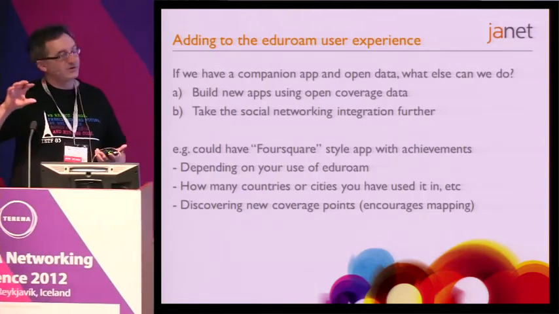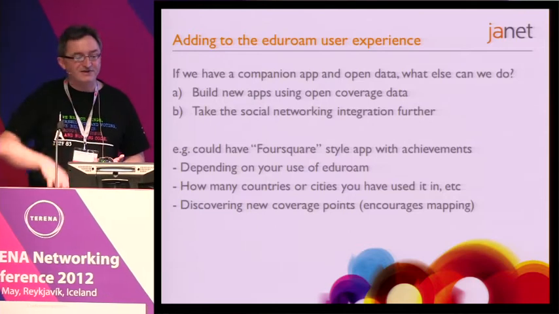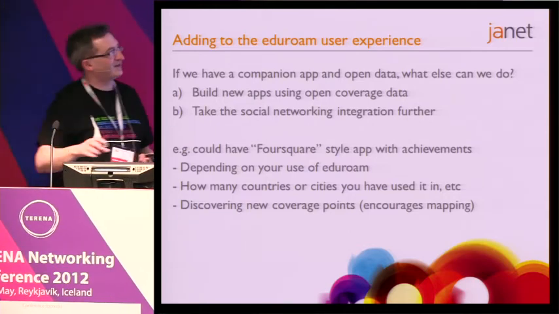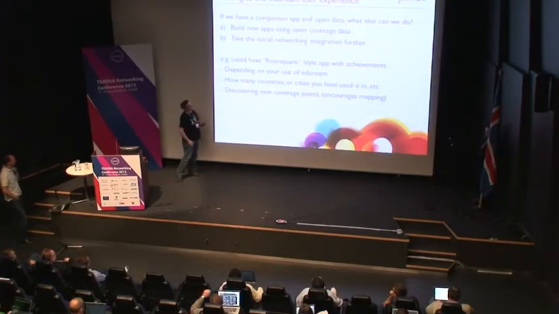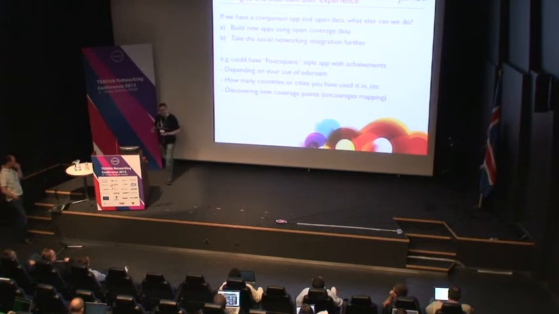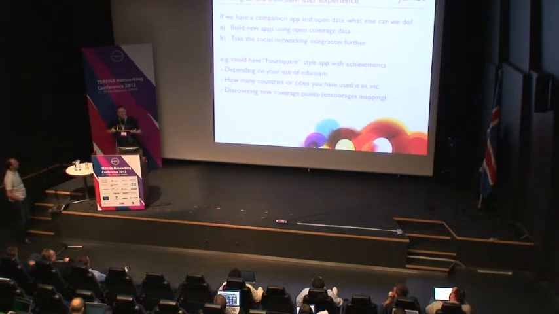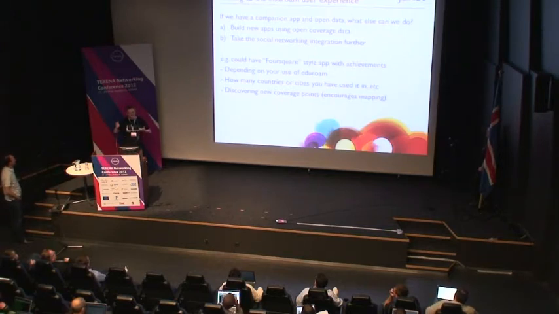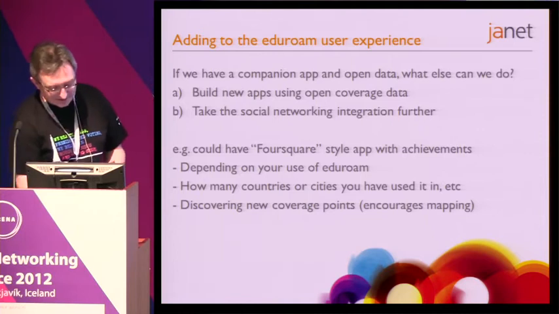But we could also expand the social networking side of this as well. A lot of you may be familiar with Foursquare, where you can check in when you visit locations. We could encourage people to map things out by giving them achievement points and rewards, and almost make it like playing a game to go and map out where the coverage is. You get bonus points if you check in a new point, or if you've visited your fifth country with eduroam, whatever it happens to be.